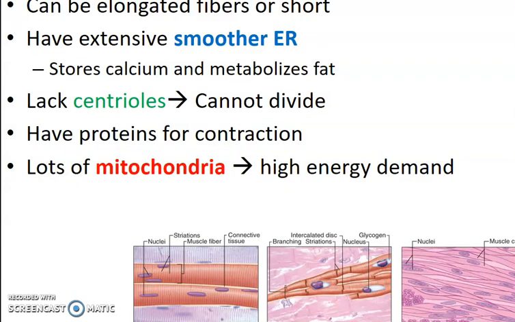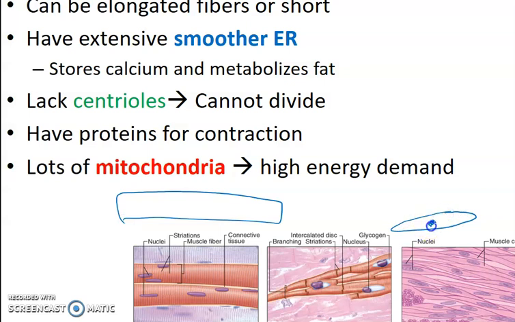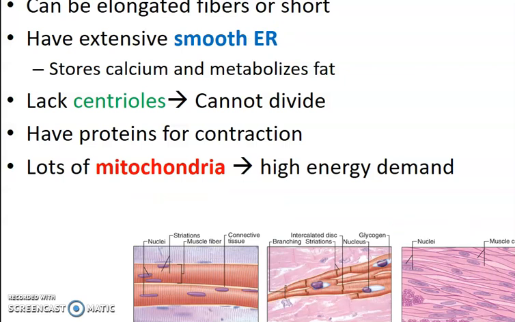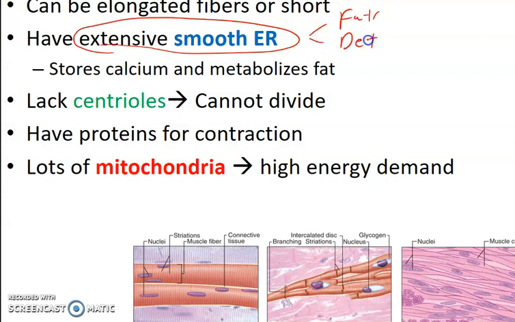Now, muscle cells. They can either be long fibers or short tapered cells. And I didn't talk about cell shapes, but this would be fusiform. And skeletal muscle has an extensive smooth ER. We're going to learn it has a different name. And cardiac muscle has this extensive smooth ER, but it's not as much as skeletal. What does smooth ER do? Fats, detox, and stores calcium. Well, in this case, it's going to store calcium because it's needed for contraction.